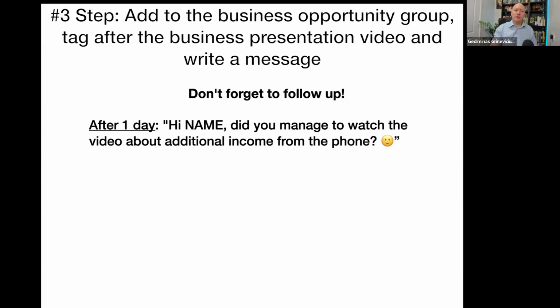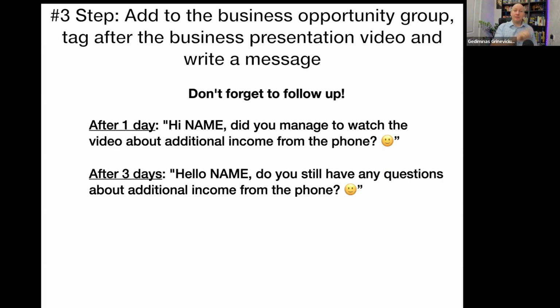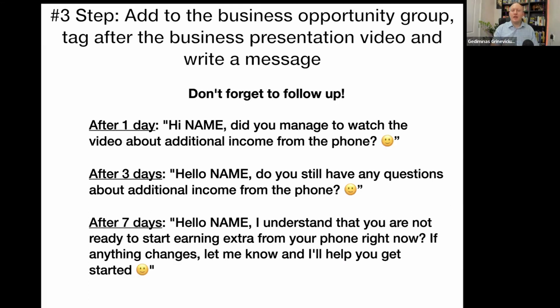If they don't respond, the second message is after 3 days, and you go, hey Tom, do you still have any questions about additional income from your phone? If they don't respond to this message, you send them the final third message after 7 days, where you go, hey Tom, I understand that right now you're not ready to start earning extra income from your phone, but question mark, right? If anything changes, let me know, and I'll be more than happy to help you to get started, right? So this is sort of a takeaway.